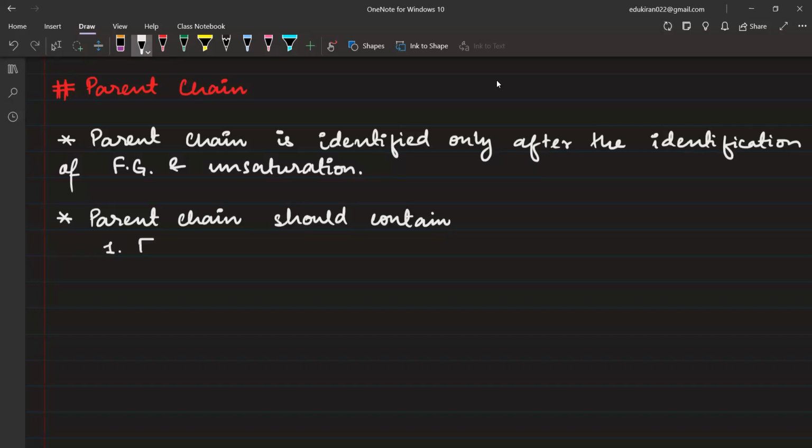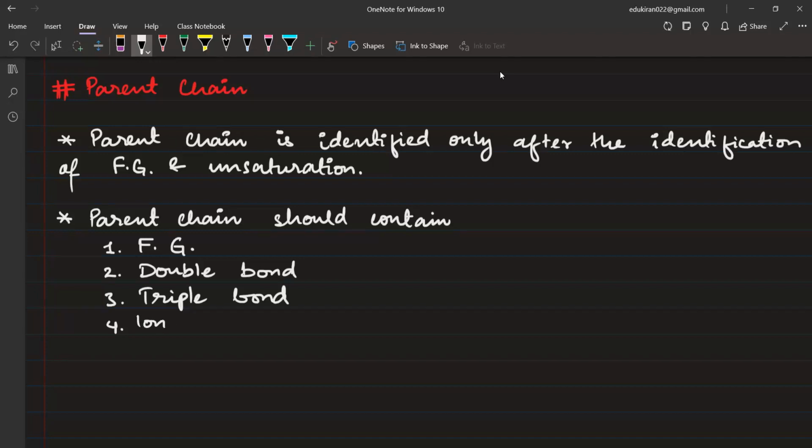number one, the functional group. Highest priority should be given to the functional group if any. If there is a functional group in your compound, in your molecule, then the parent chain should contain the functional group. Okay. Second, if there is any double bond, then it should also contain that double bond. Third is triple bond. And fourth, if you have the functional group, after that we go towards the double bond, after that we go towards the triple bond, right? And then you are going to go towards the longest carbon chain.